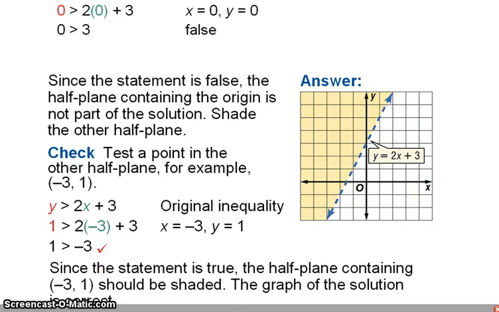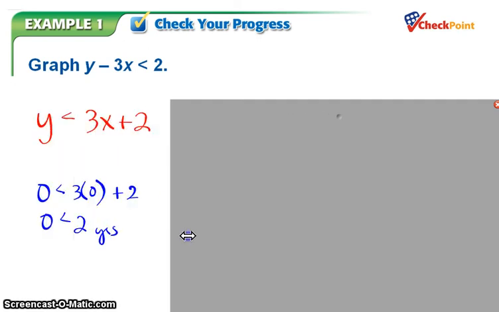Okay? Let's try a practice problem here. The first thing, again, you should do, you have y minus 3x is less than 2. The first thing you should do is go ahead and change it to slope-intercept. Okay? So if we change this to slope-intercept, we get y is less than 3x plus 2. So go ahead and graph that part on your outline. Go ahead and pause the video.